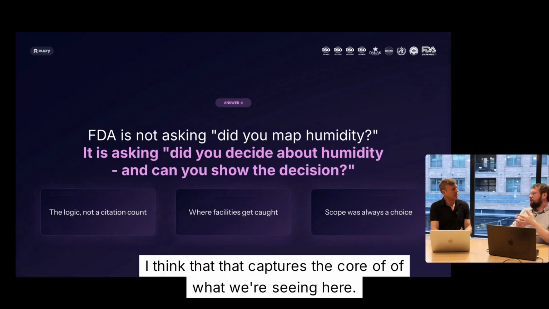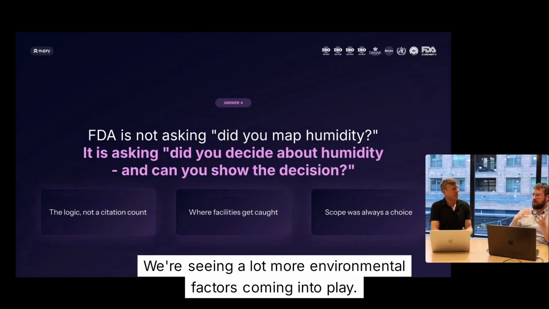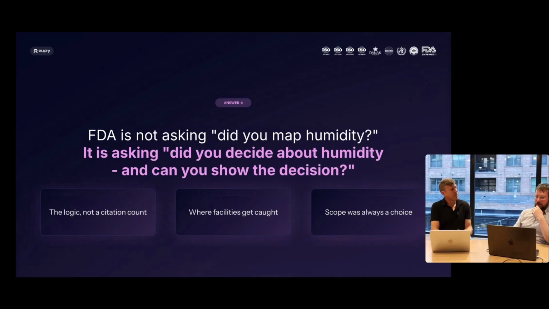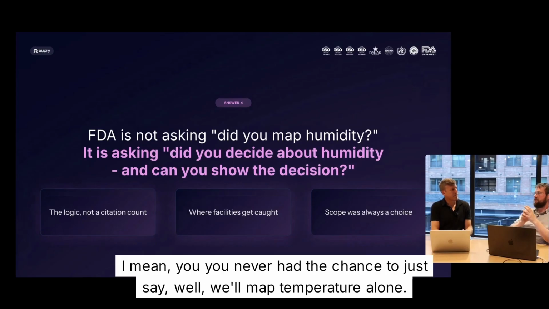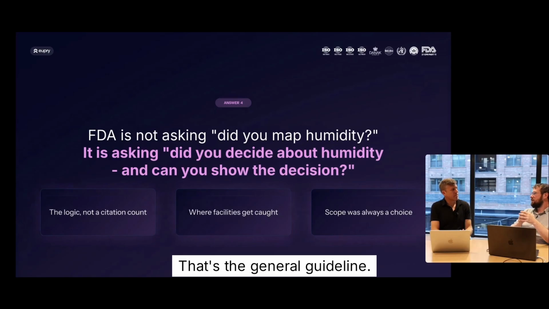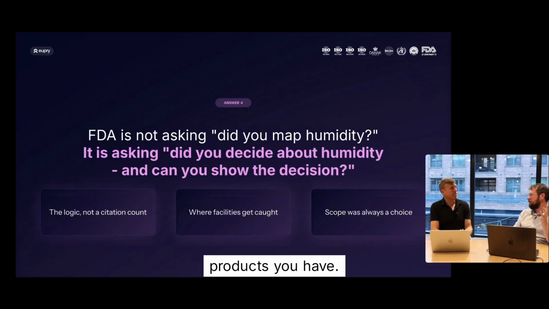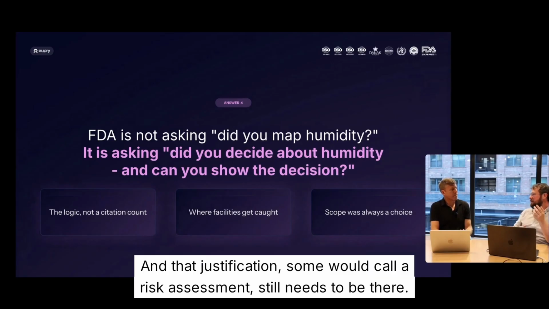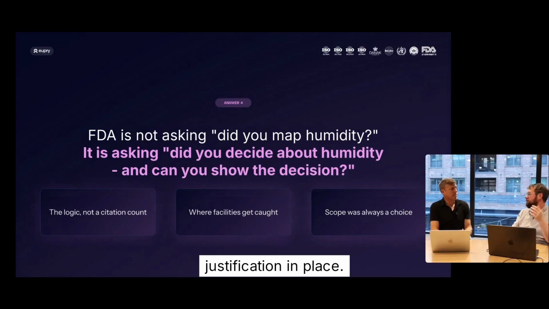I think that captures the core of what we're seeing here, and it's also a matter of the amount of product stored and the type of product stored. We're seeing a lot more environmental factors coming into play, but it's really important to understand that it has always been this way. You never had the chance to just say, well, we'll map temperature alone. That's the general guideline. You always had to scope your studies so that they made sense to the products you have, and that justification, some would call it risk assessment, still needs to be there. But we're just seeing the FDA having an increased focus on making sure you have that justification in place.